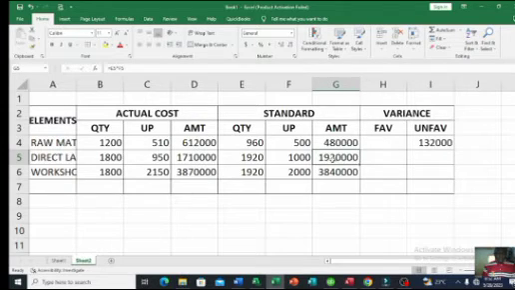This 1,920,000 is on 480 units. This is what we are supposed to spend on our labor, 1,920,000, but we ended up spending 1,710,000, meaning we have spent less than what we were supposed to spend. So as a company, it is favorable for us.